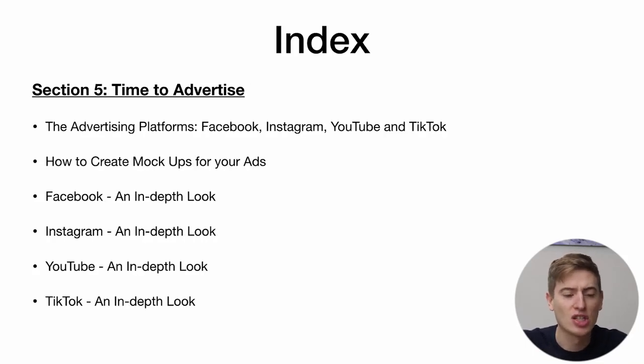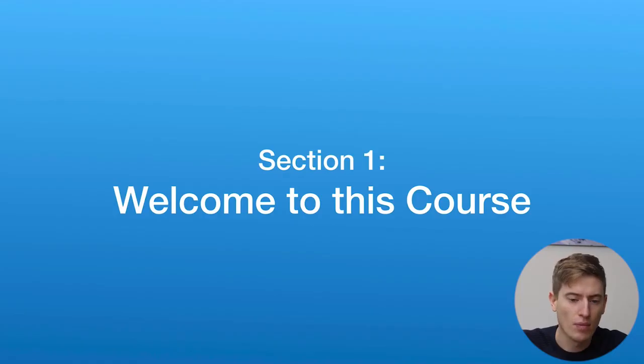And the last section, section five, is time to advertise. The advertising platforms we're going to be looking at are Facebook, Instagram, YouTube, and TikTok. We're going to talk about how to create mockups for your ads, video mockups and photo mockups. And then we're going to have an in-depth look at Facebook, Instagram, and YouTube, and a semi-in-depth look at TikTok, but that's going to be more of a casual conversation about how to use the platform for selling your t-shirts. So let's start with section one.